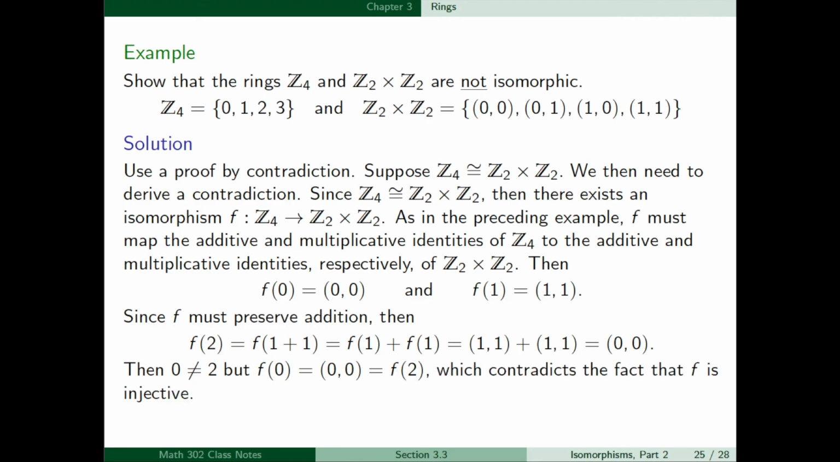This contradicts the fact that F is injective. So 0 is not equal to 2, but F of 0 is equal to F of 2. And thus Z4 is not isomorphic to Z2 cross Z2.